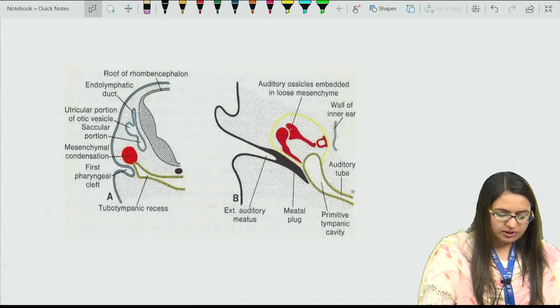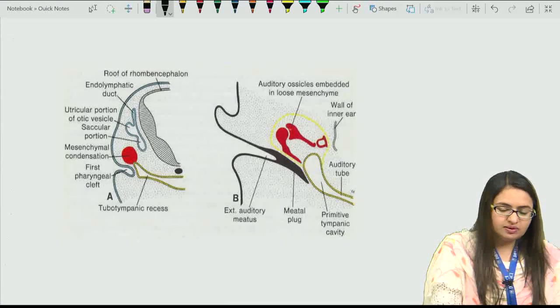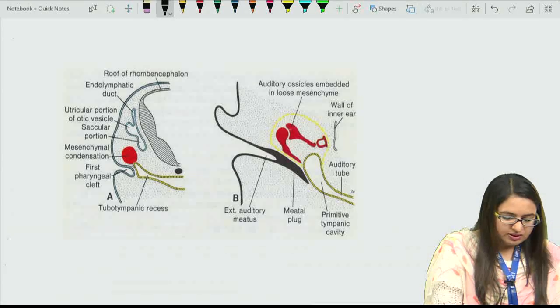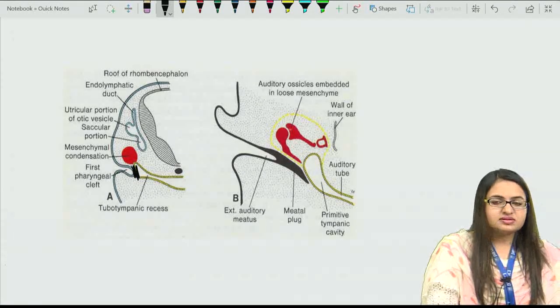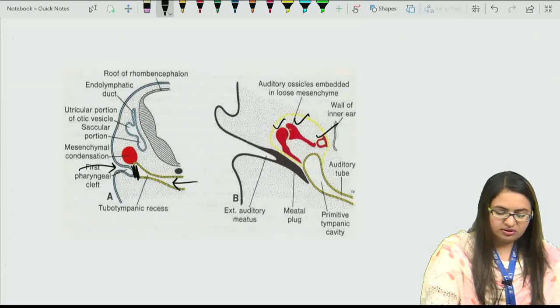Now this diagram is showing the formation of the tympanic membrane. We can see the tympanic membrane, which is formed from this side toward the tympanic recess, and towards this side the first cleft is there. And the bones which are formed over here, the three ossicles, are formed by the mesenchymal condensation which is present over here.